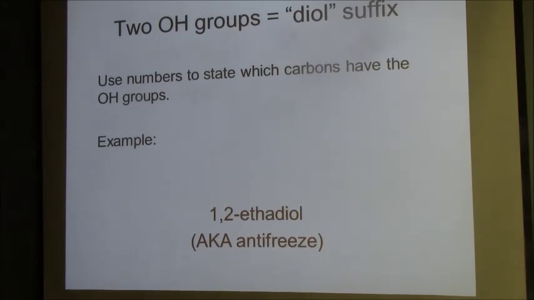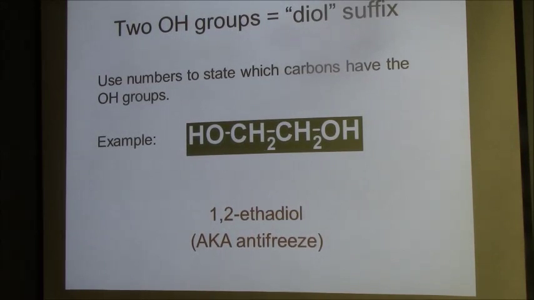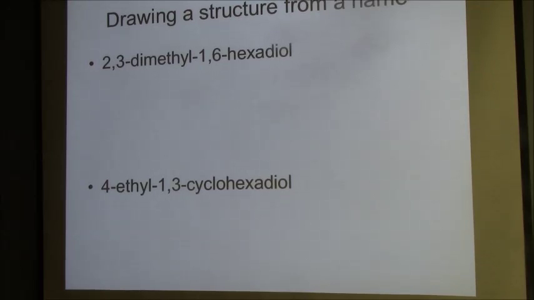If you've got 2 OH groups, we call it a diol. That just means that there are 2 OHs, and you do need to designate where those 2 OHs are, because they could have both been on number 1, right? It could have been 1,1-ethanediol, but it's not, it's 1,2-ethanediol. So just make sure that when you've got multiple alcohols, diol, triol, etc., you just need to designate where they are with numbers. We can also go the other direction, all right?